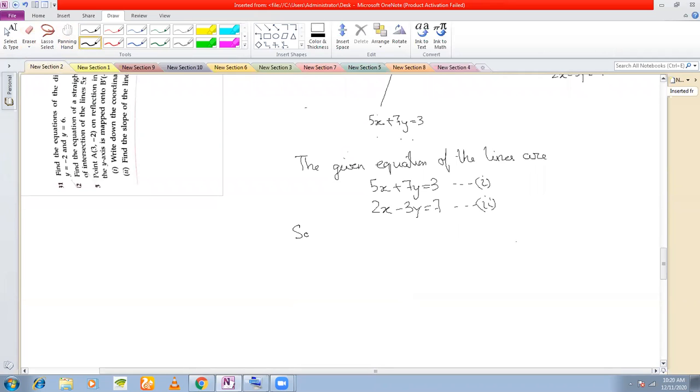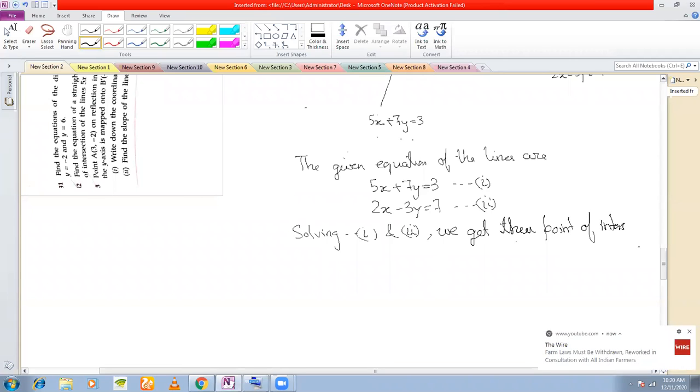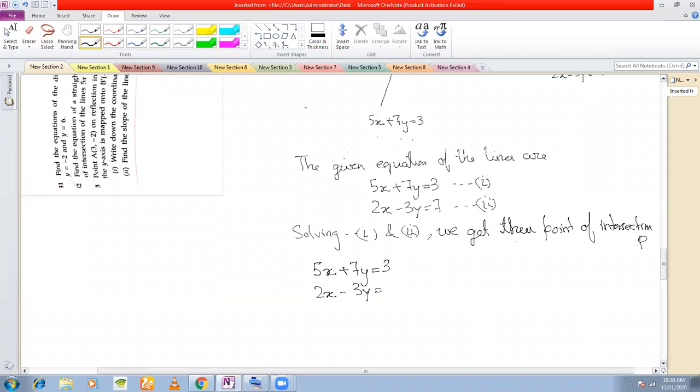Okay. Solving 1 and 2, we get their point of intersection P. And how do you solve these two equations? You solve them by the elimination method. So 5x plus 7y is equal to 3, and 2x minus 3y is equal to 7.